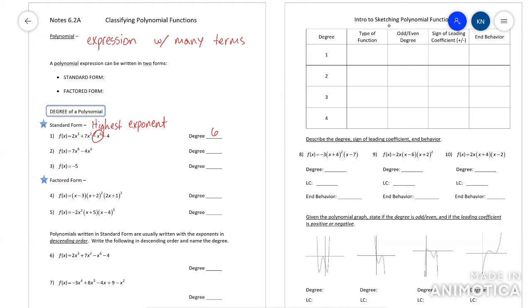Look at the second one. The highest exponent is that x to the 8. So that would make it degree 8. And then this one, there's not even an x. So that is degree 0.